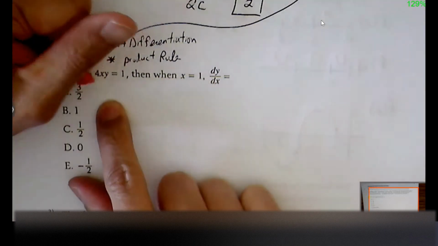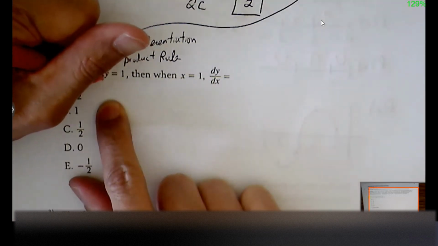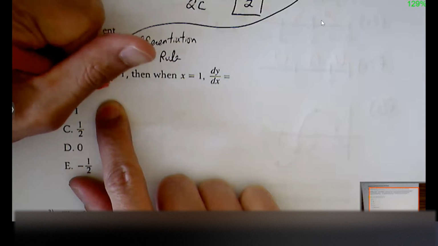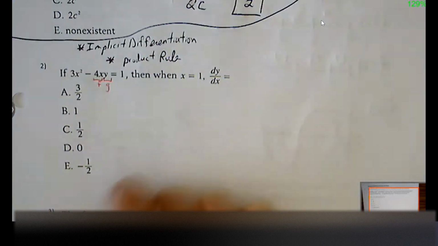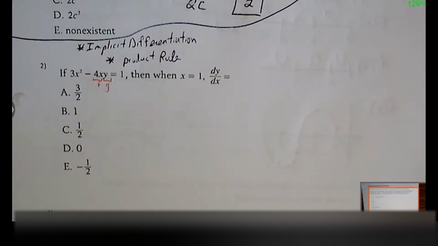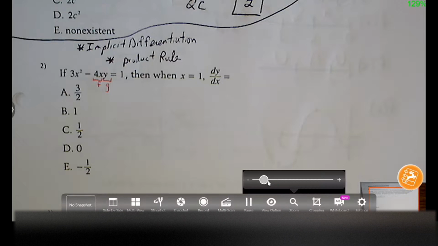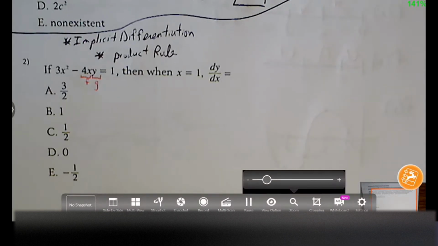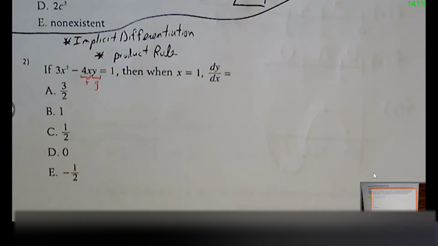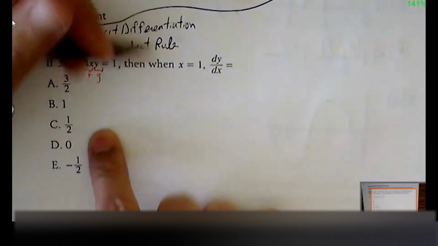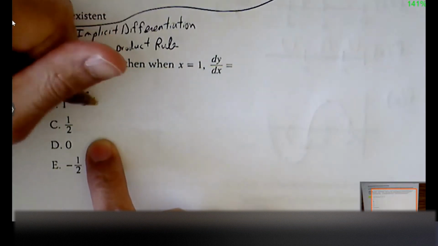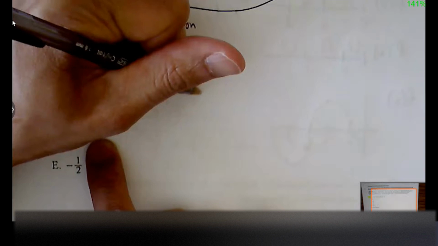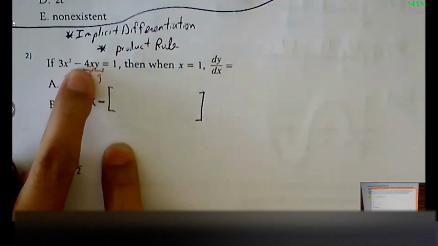All right, so I'm going to label them here. The 4x I'm going to treat as my f, and the y I'll treat as my g here. All right, so I'm going to jump into my derivative step here. 3x squared becomes 6x minus, I'm going to protect the inside portion because the negative has to distribute through.